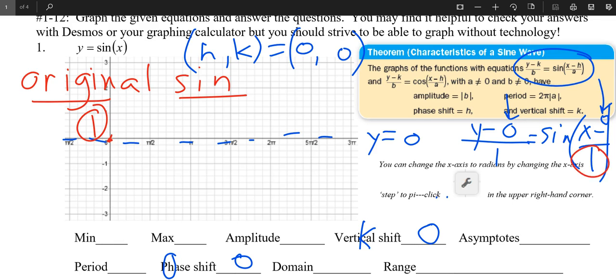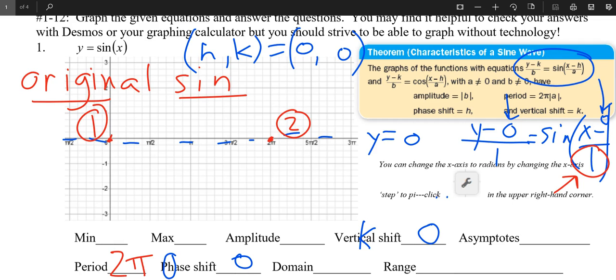Since we have not done any changing on the horizontal, right? No scale change on the horizontal. What's the period? How long should it take before it starts over again? 2 pi. So that means that point number 2, where the cycle's starting over again, is over there.